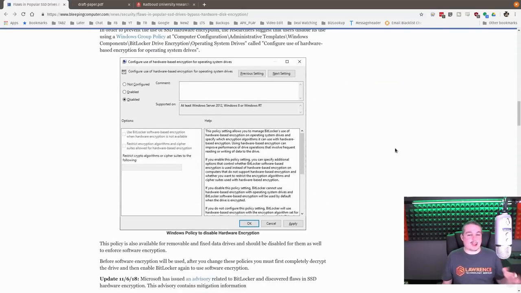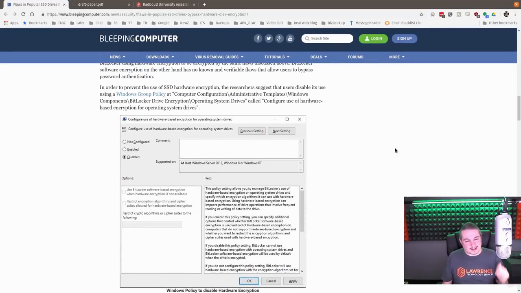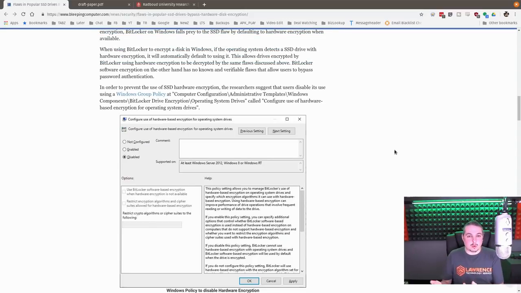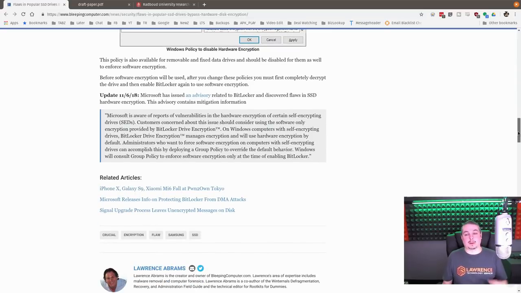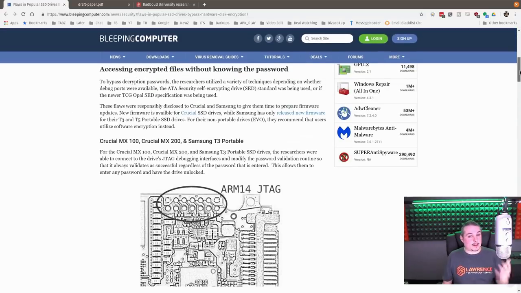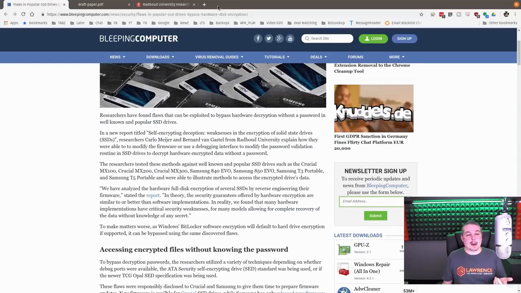Now, for those of you that go, but I have BitLocker in Windows, I'm safe, right? Not exactly. See, BitLocker relies on that same tool to encrypt the drive. And because of BitLocker's reliance on that, it assumes the underlying hardware is working properly. And because it's not, it is the same flaw. So BitLocker's just handing it off to the drive. The drive is not properly storing the encryption and not properly encrypting the drive, so it can be bypassed again.